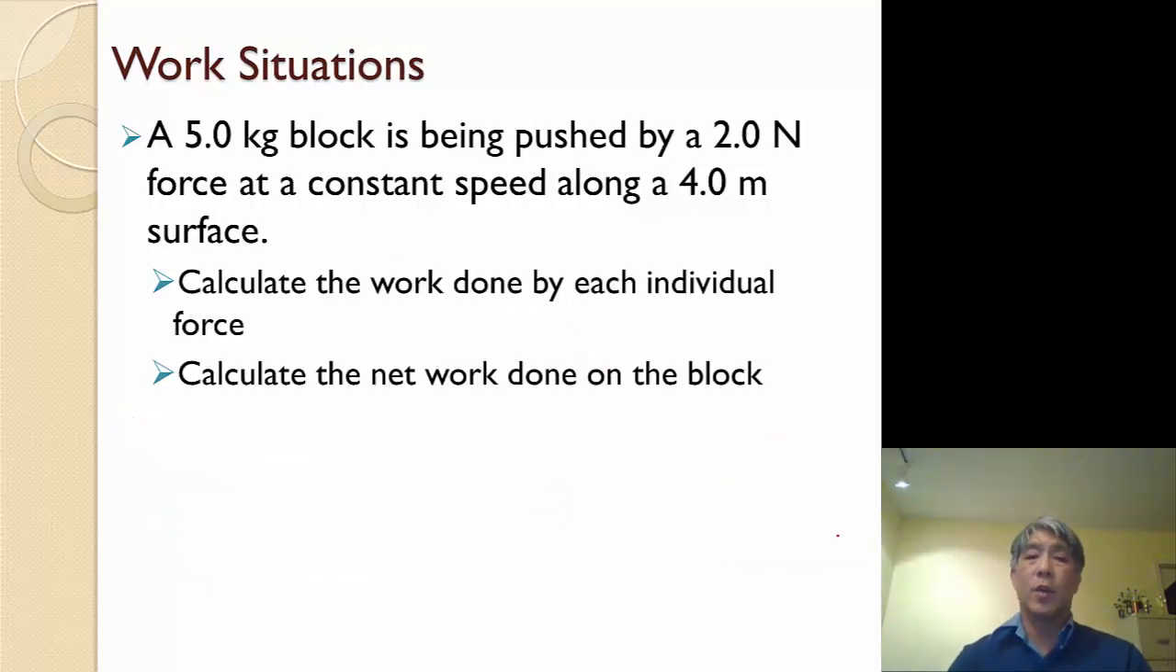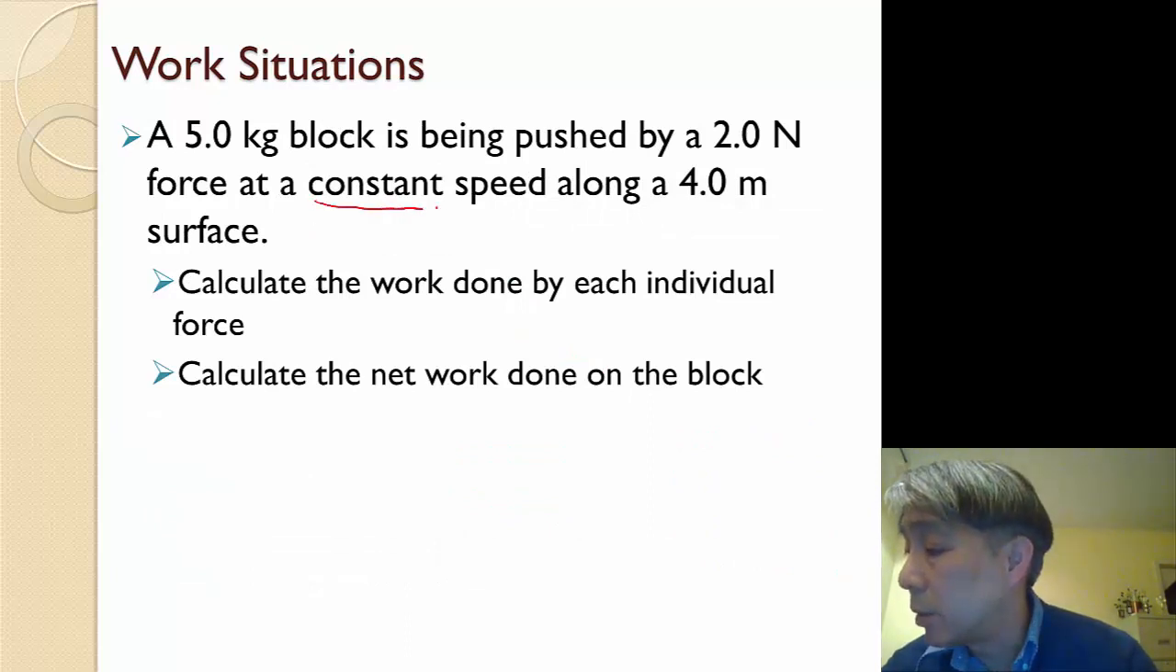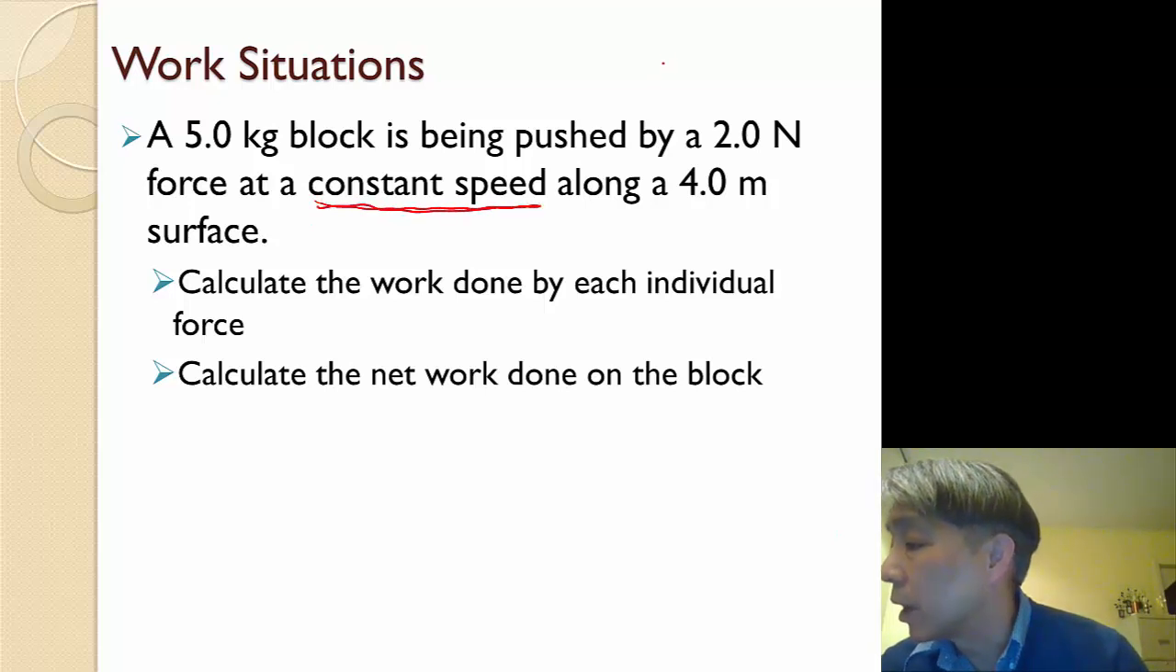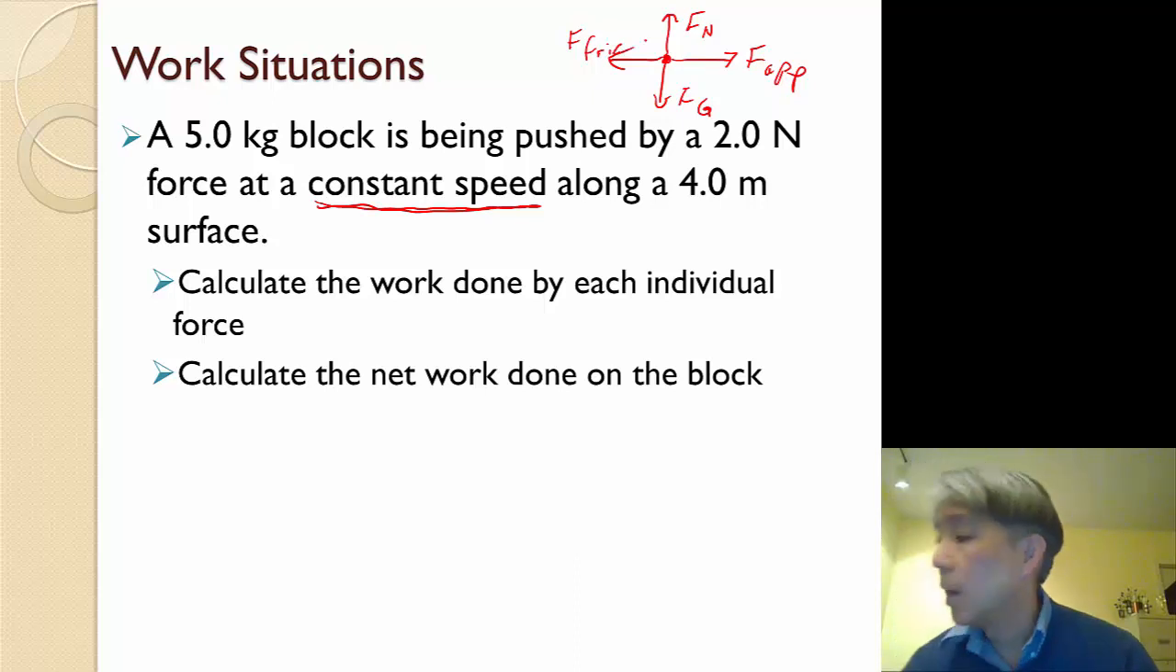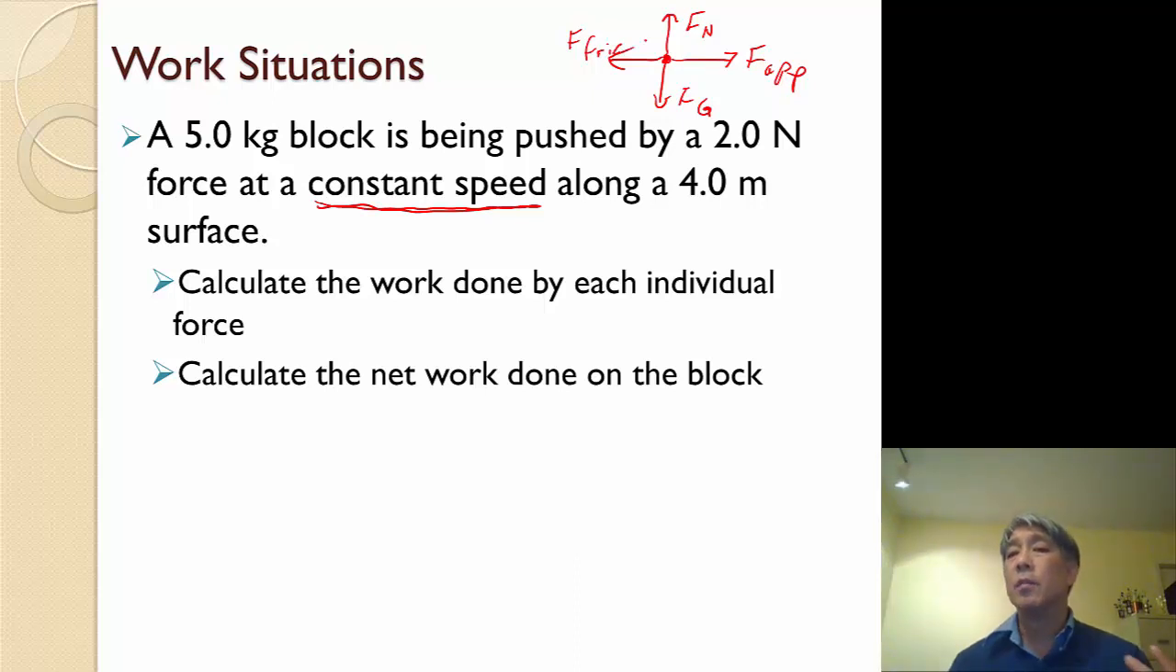So let's look at a situation. I have a 5 kilogram block that's being pushed by a 2 Newton force at a constant speed. It's constant speed, so there's a resistive force. So if I draw a free body diagram, I'm going to have the force of gravity going down. There's a normal force, there's the force applied, and we'll just call it the force of friction. So all 4 of these forces do work on this block as it moves 4 meters.